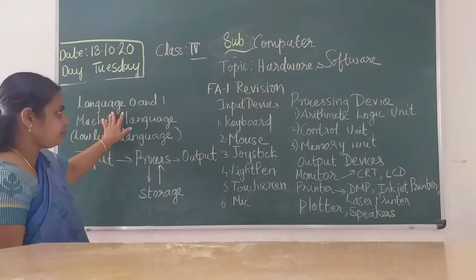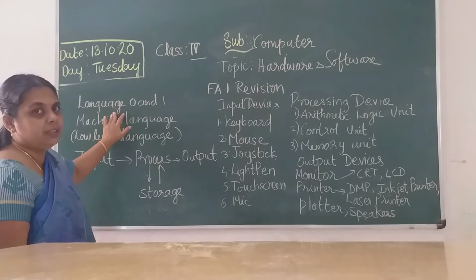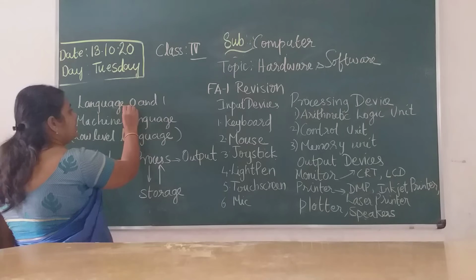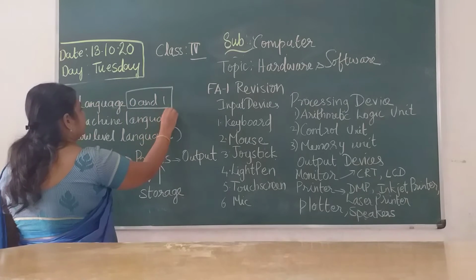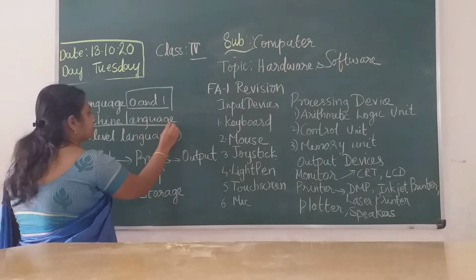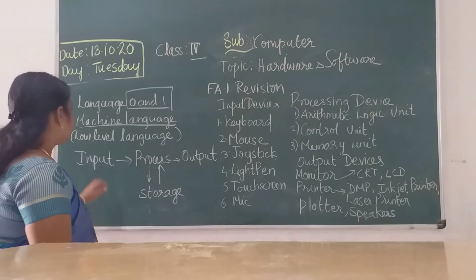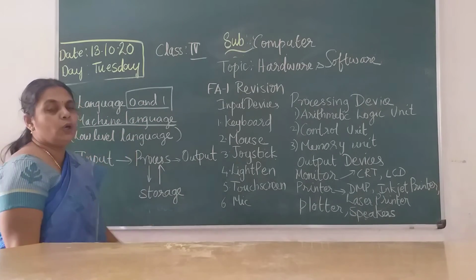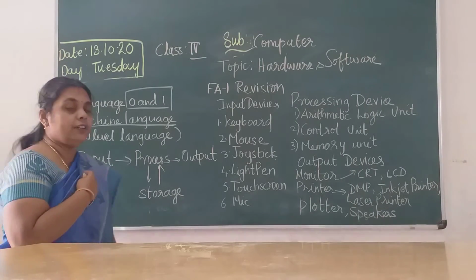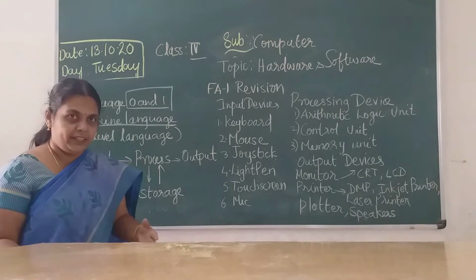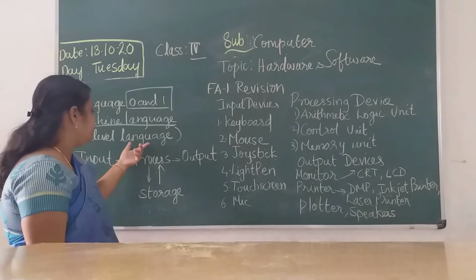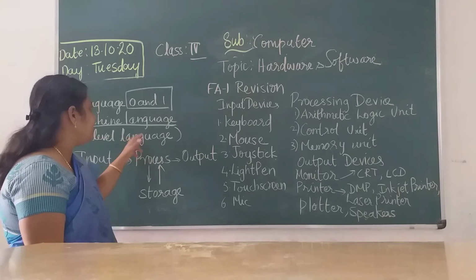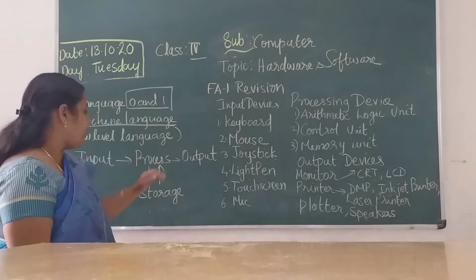So now, what does the machine understand? The computer understands the language of zeros and ones, children. That is called machine language. Machine language is zeros and ones, and it is a low level language. What we give as instructions is a high level language, and it is understood by the machine as a low level language in zeros and ones.